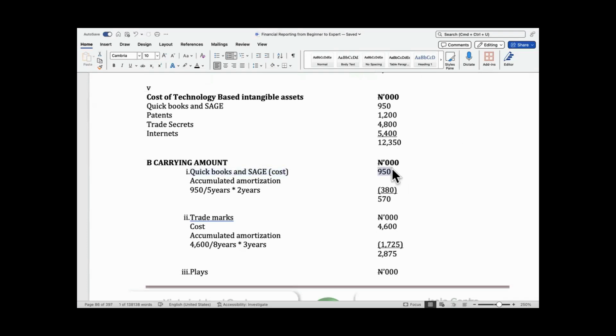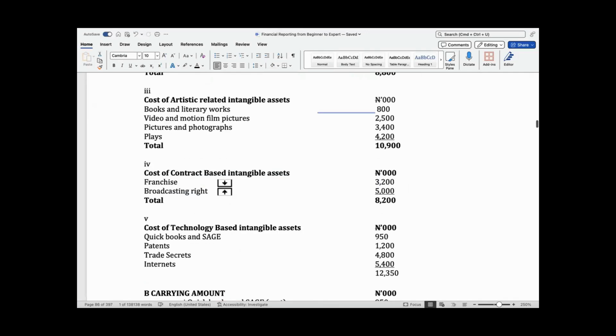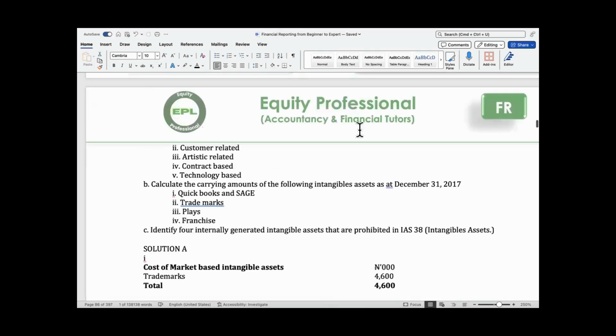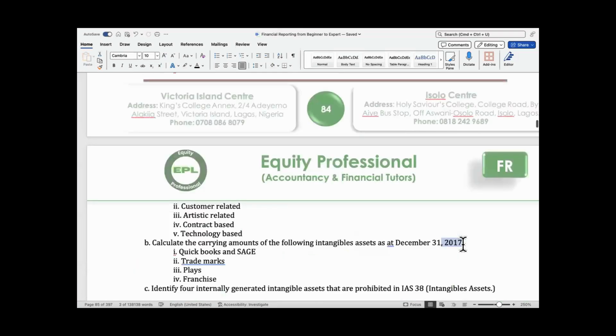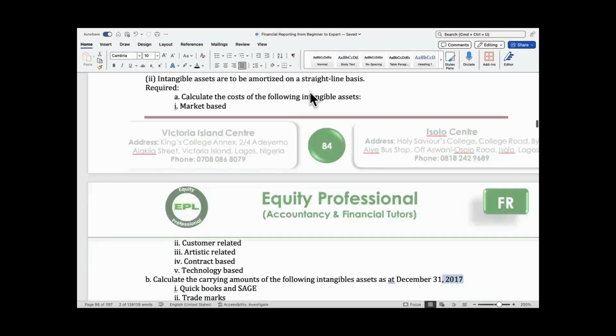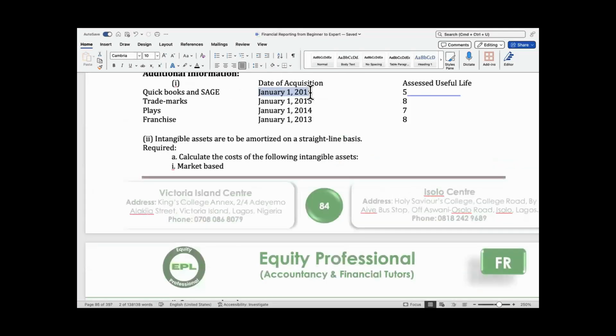So the accumulated amortization would be, we will get the amortization per annum first, because they give us the useful life of the QuickBooks here as 5 years, right? And we bought it in 2016. Considering that this is 2017, if we bought it January 1st, 2016, that means we bought it 2 years ago.